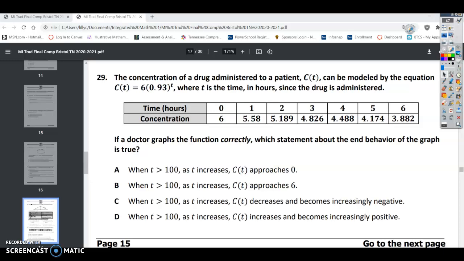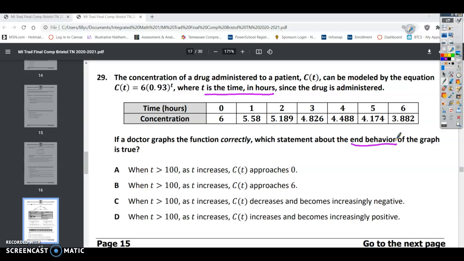All right, Math 1, your final benchmark, number 29. The concentration of a drug administered to a patient, C of t, can be modeled by the equation C of t equals C times 0.93 raised to the t power, where t is the time in hours since the drug is administered. If a doctor graphs the function correctly, which statement about the end behavior of the graph is true? All right, so the end behavior.